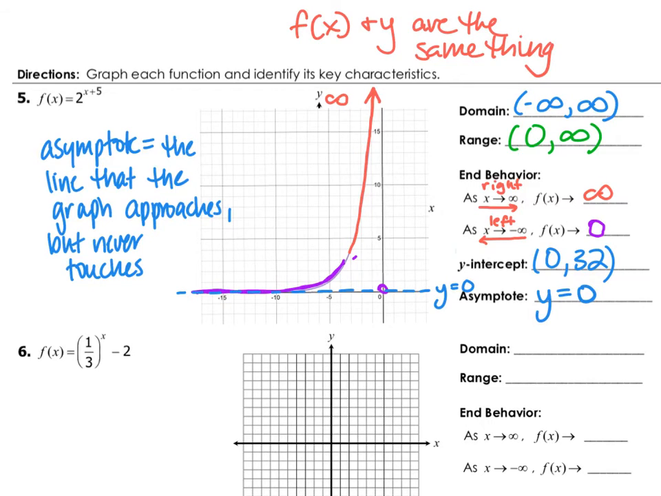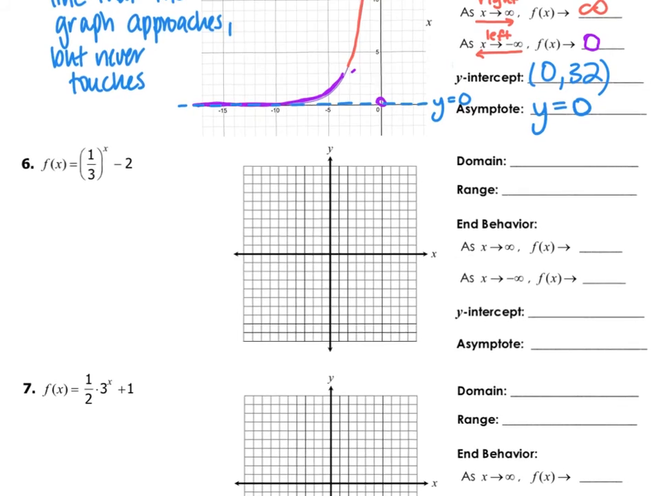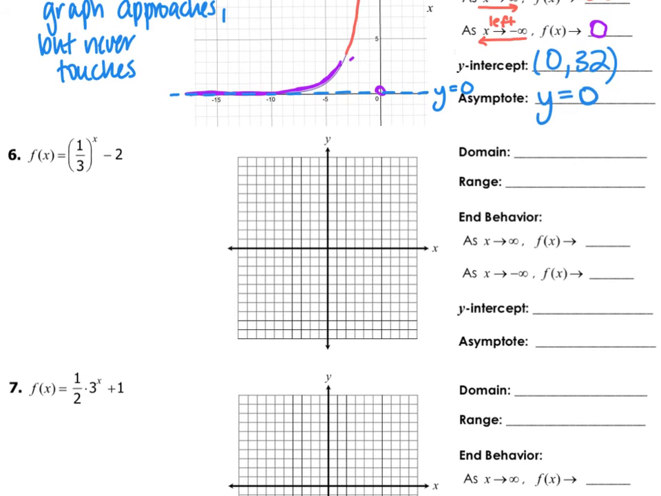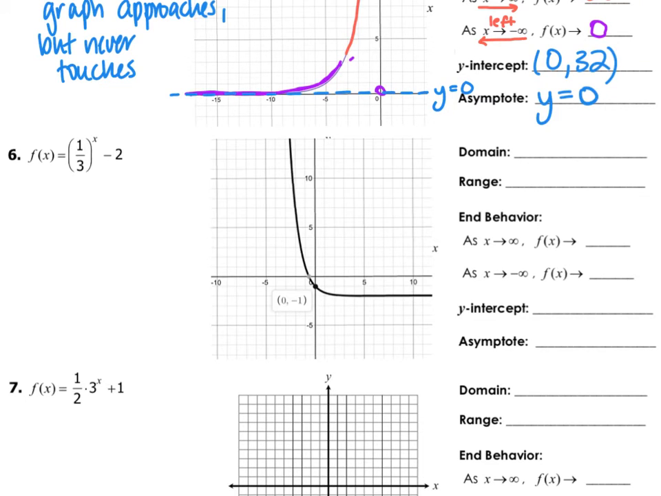Now let's take a look at example 6. We're going to go to Desmos and graph f of x equals 1/3 to the x minus 2. So the domain here, as you can see from the little tails of this function, the tail on the left goes forever to the left, and the tail on the right goes forever to the right. So the domain is negative infinity to positive infinity.